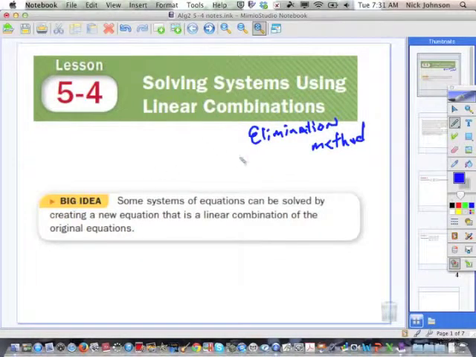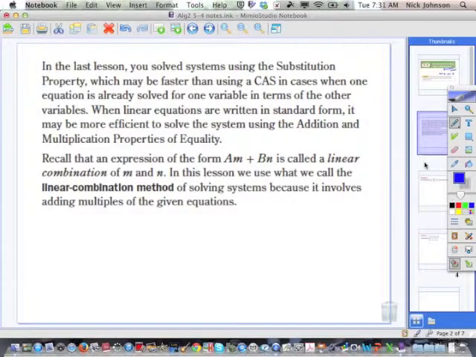Okay? In the elimination method, you can multiply one or both equations by some number. You can multiply both equations or one equation by some number so one variable gets eliminated. It says in the last lesson you solved systems using the substitution property, which may be faster in cases when one equation is already solved for one variable in terms of the other variables.